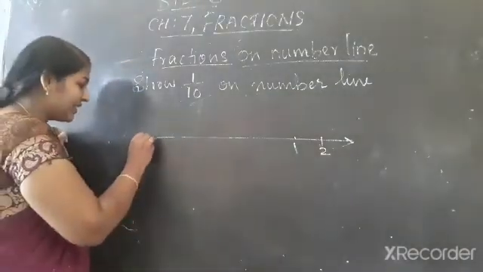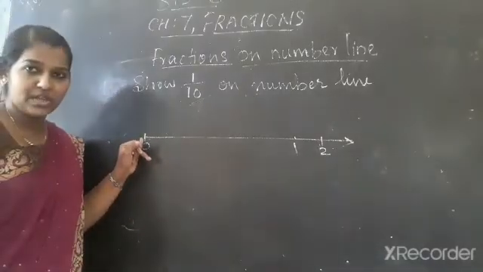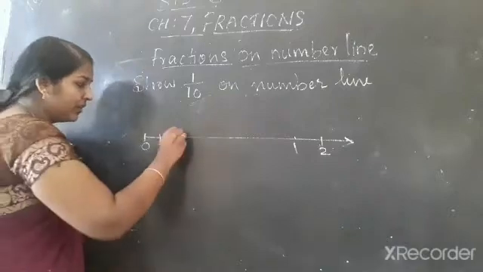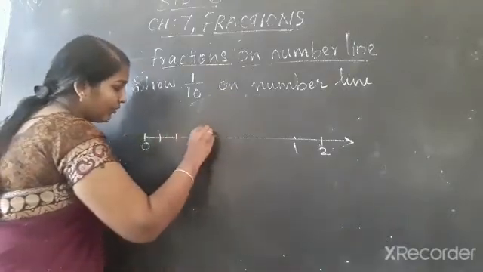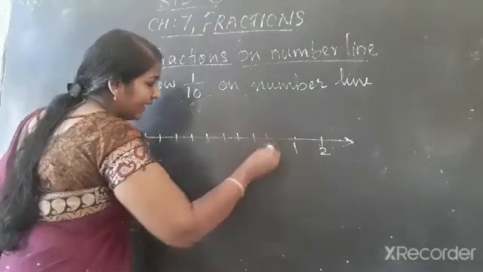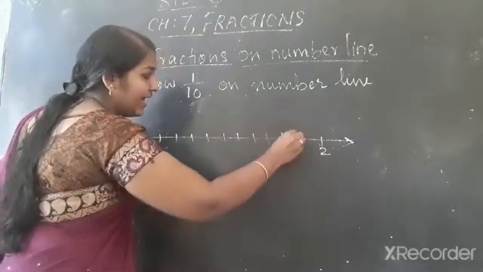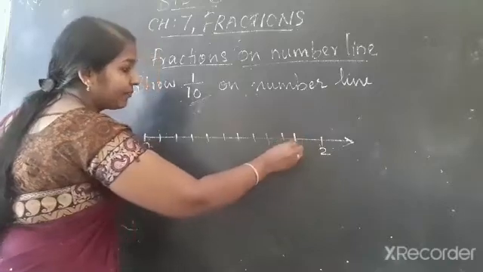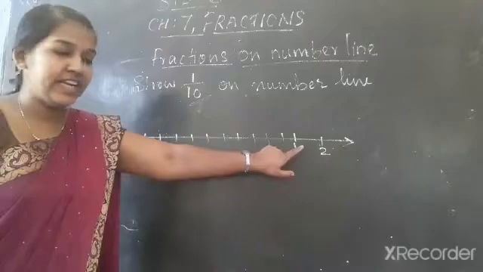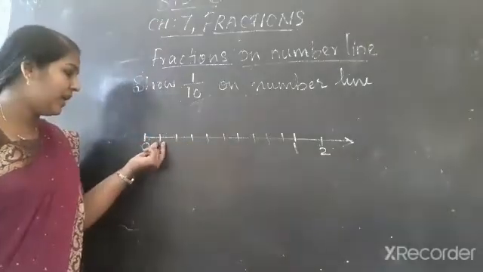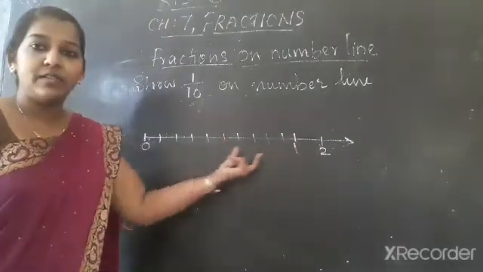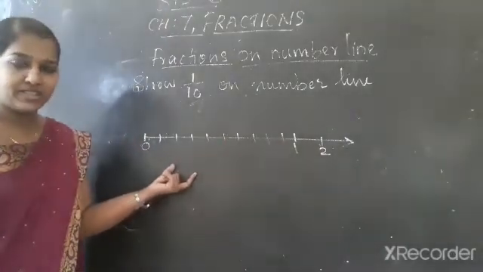So, the first one, 0, is the zero position number. So, we will start from the next. 1, 2, 3, 4, 5, 6, 7, 8, 9 and the 10 is the number where we have started 1. This is the 10th one. So 1, 2, 3, 4, 5, 6, 7, 8, 9, 10. We divided 10 parts here.